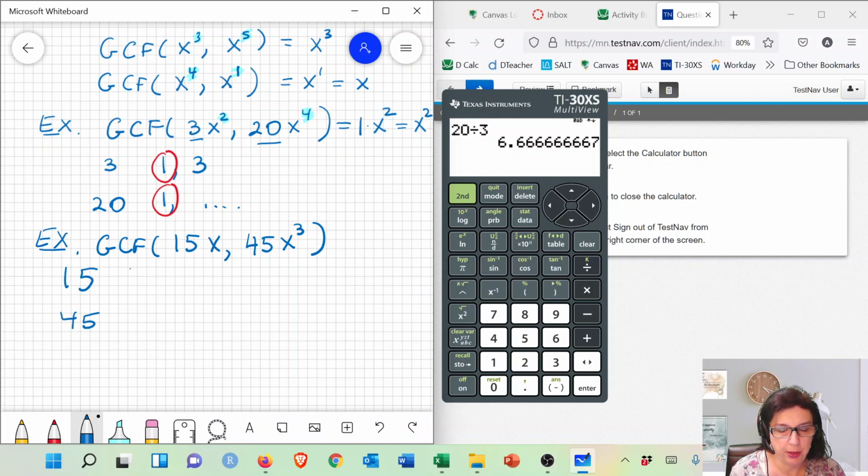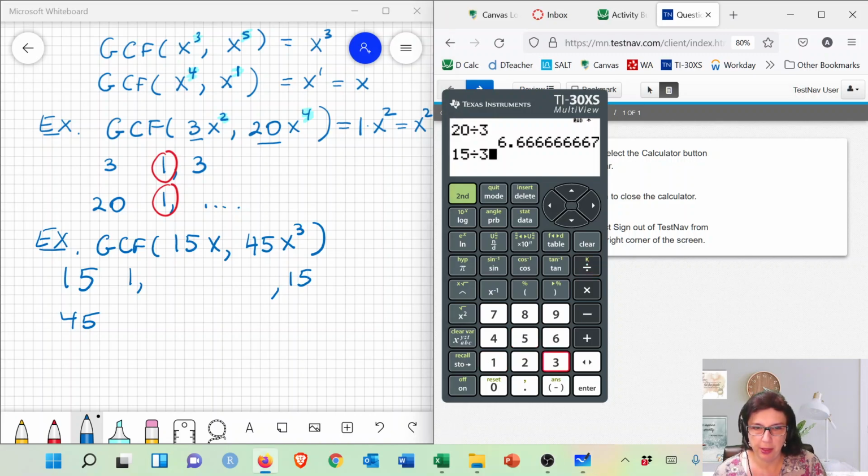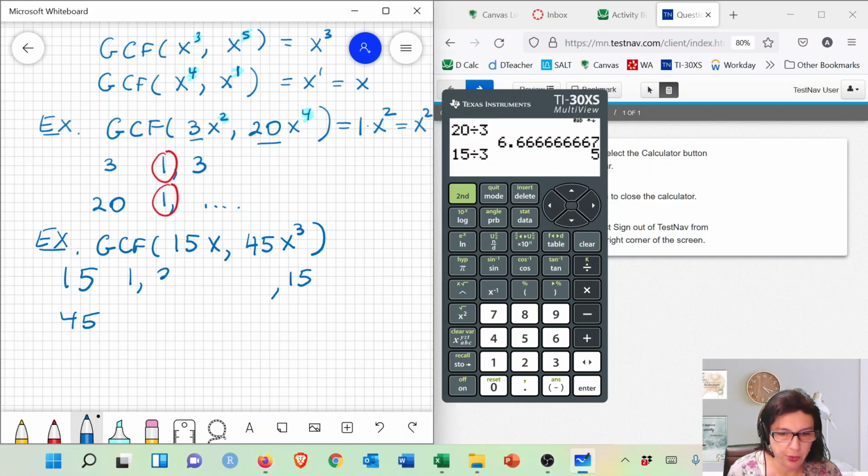So 15 is, of course, 1 and 15. So those are obvious. 15 is not divisible by 2 because it doesn't end with an even number. But is 15 divisible by 3? I think we may have done that already. So yes, 3 and 5 will be there. And then you can check that there's really nothing else.